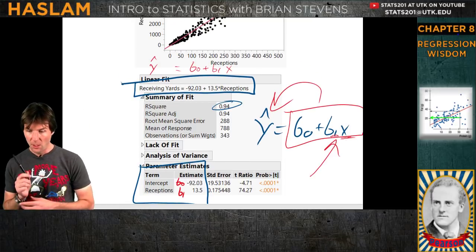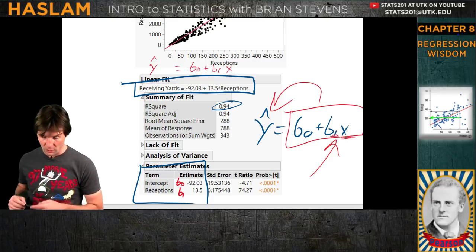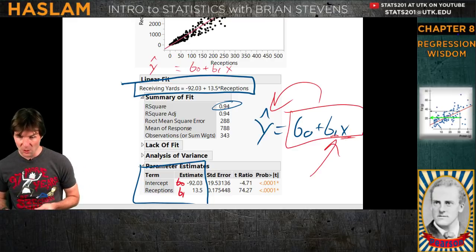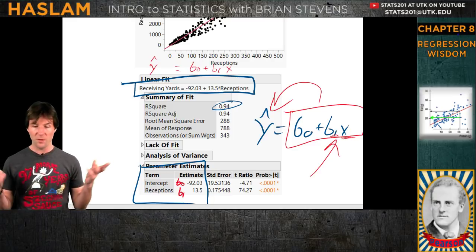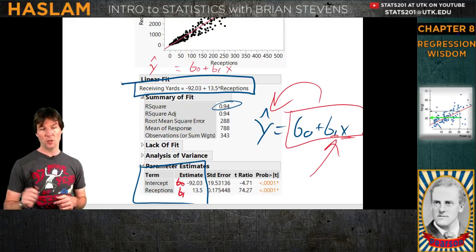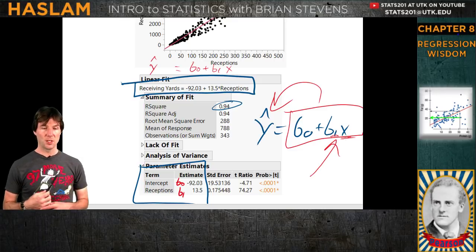And we might have, when receptions increase by 1, we expect receiving yards to increase by 13.5. Yes, for each additional reception, we expect receiving yards to increase by 13.5. Excellent interpretations, Serena and Natasha. Perfect interpretations of the slope right there. For each additional reception that a player gets, we expect their receiving yards to increase by 13.5.